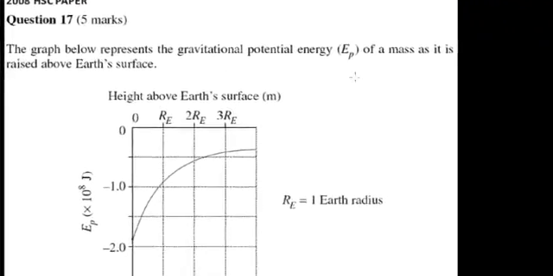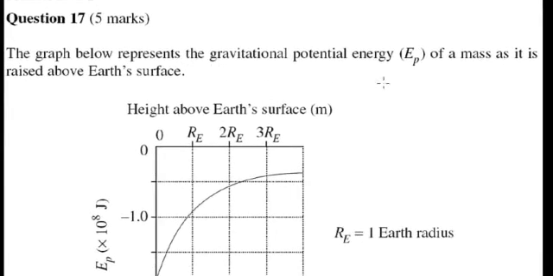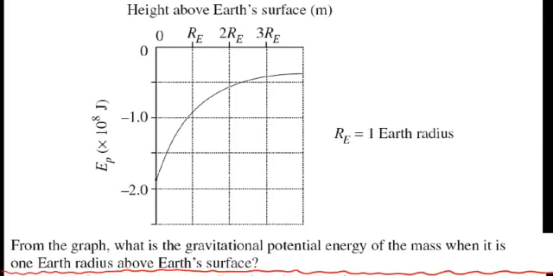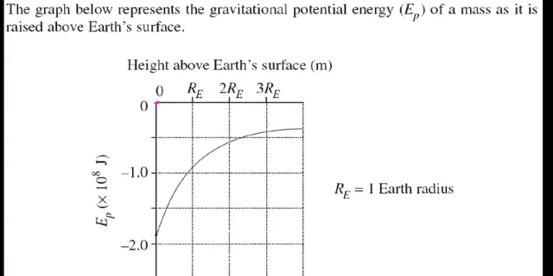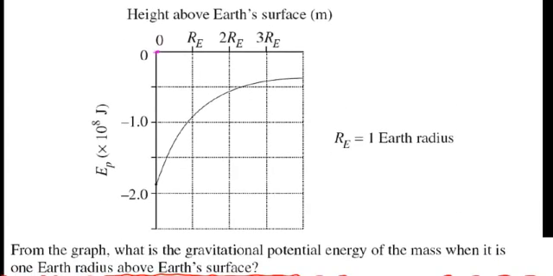2008 HSC paper. The graph below represents the gravitational potential energy of a mass as it is raised above Earth's surface. So the height above Earth's surface, so it starts from the Earth's surface. From the graph, what is the gravitational potential energy of the mass when it is 1 Earth radius above Earth's surface?